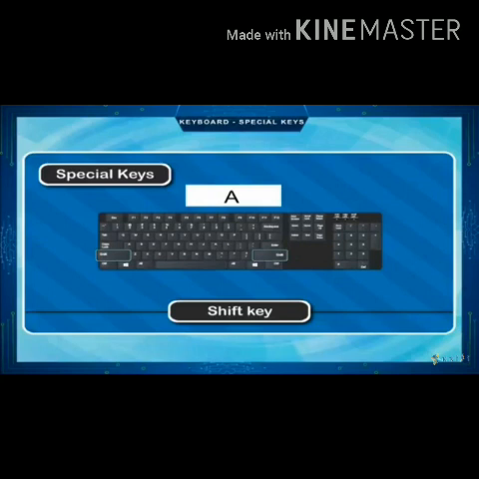For example, if you want to type your name, the first letter of the name should be capital. So, you will use shift plus letter. For example, if your name is Aman, you will press shift plus A. So, A will be capital and the rest will be small.